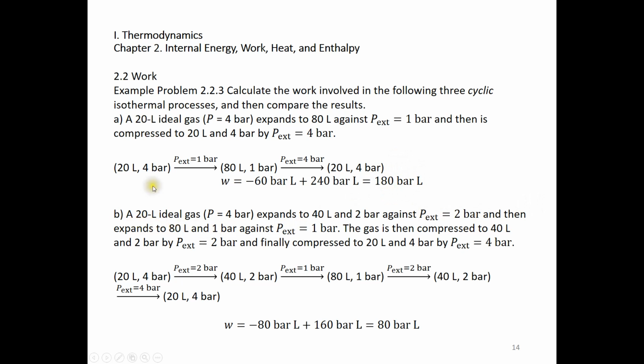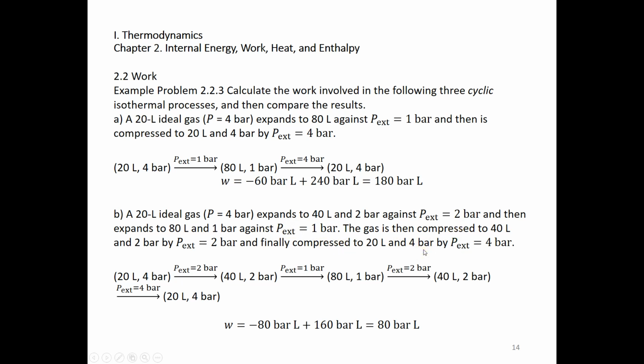Now let's look at another example. Again, the ideal gas first expands and then is compressed. 20 liter ideal gas at 4 bar pressure expands to 40 liters and 2 bar against 2 bar external pressure, and then expands to 80 liters and 1 bar against 1 bar external pressure. So two-step expansion followed by two-step compression.